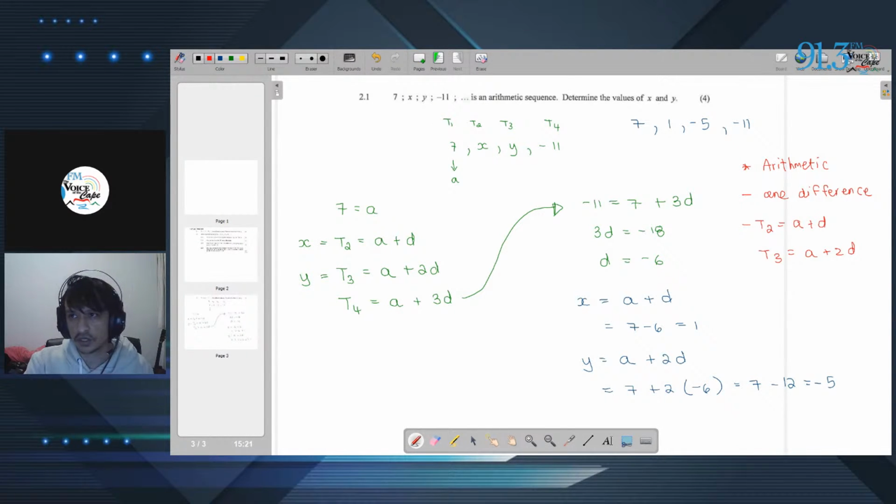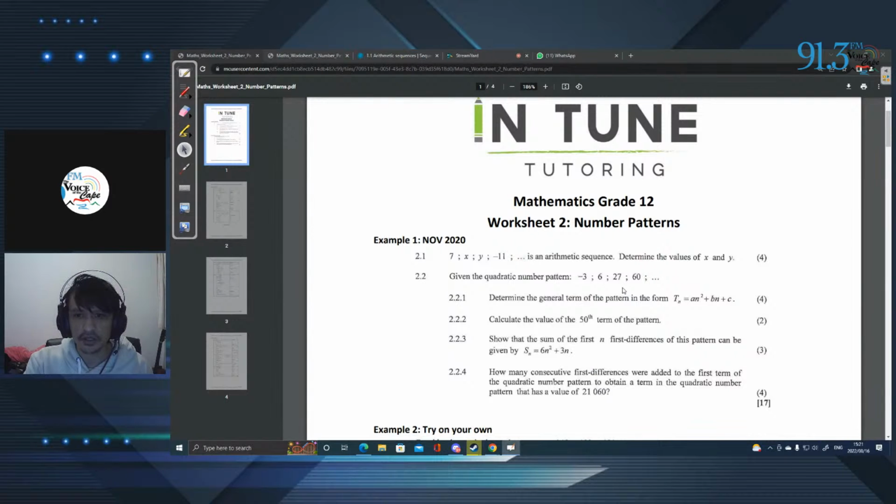Now, let's look at the next question. The next question is 2.2. Given the quadratic number pattern, -3, 6, 27, 60, they want us to determine the general pattern in the form Tn equals an squared plus bn plus c. So before we even jump into this question, let's just cover some knowledge on quadratic sequences.